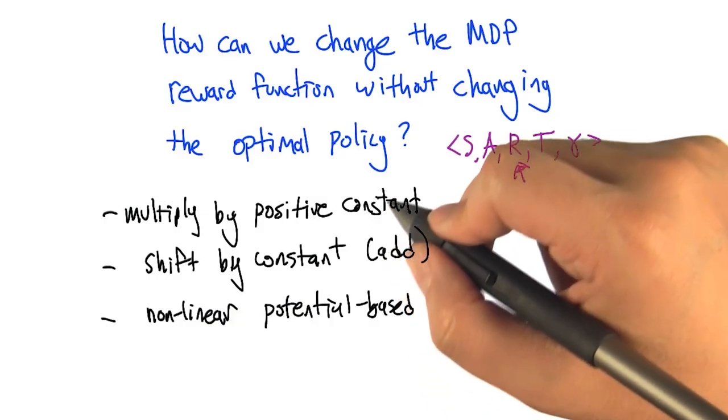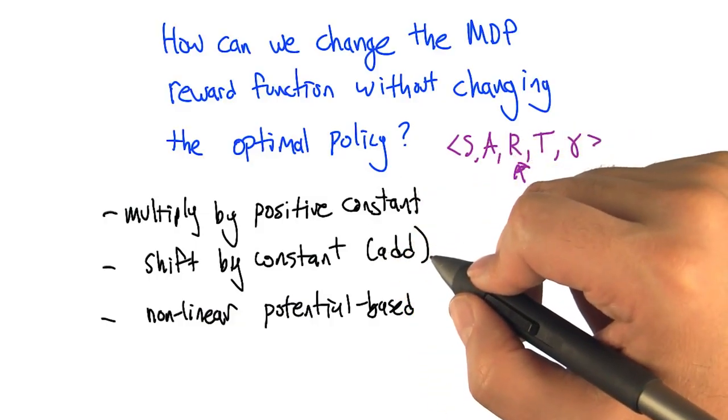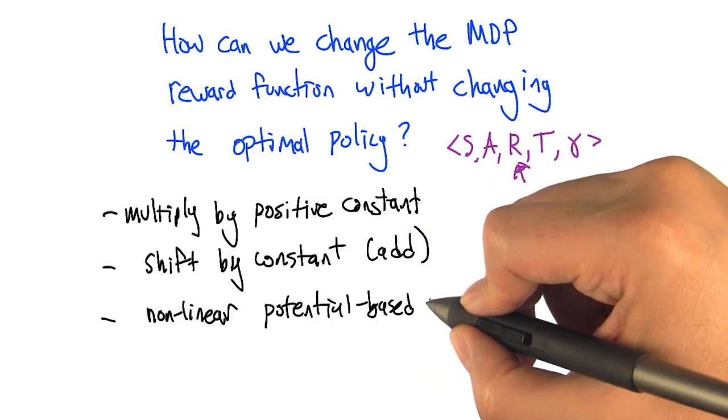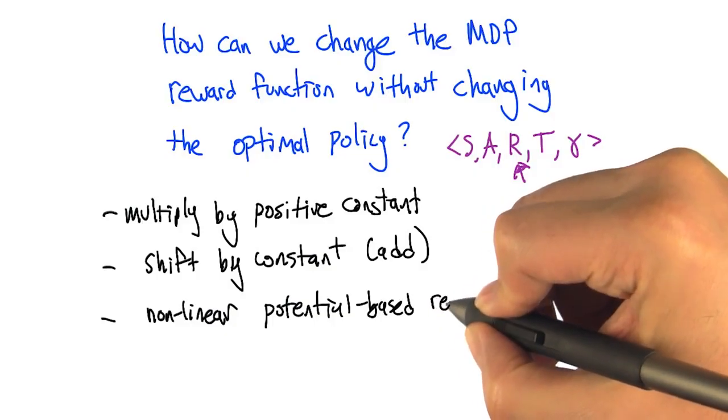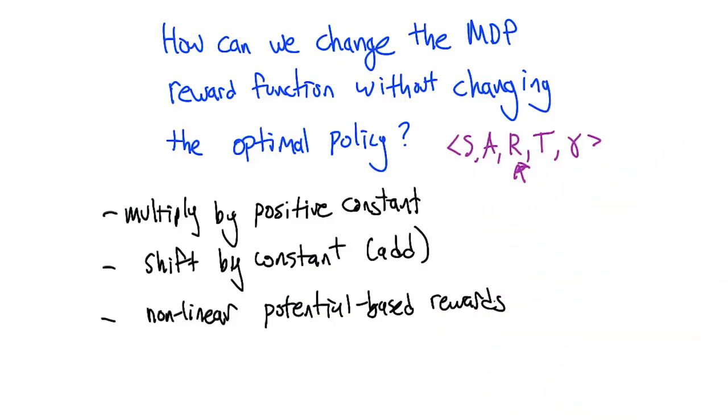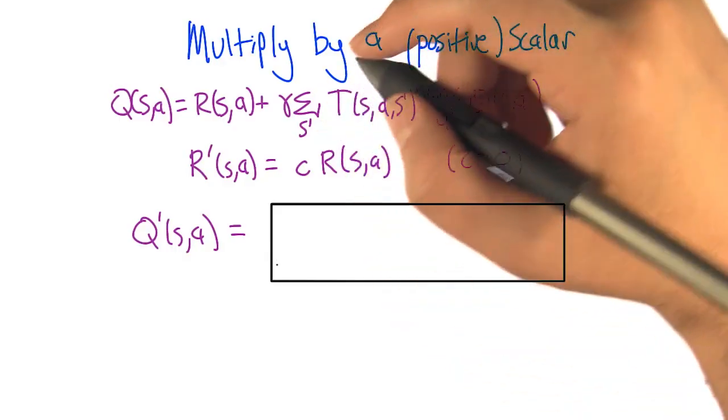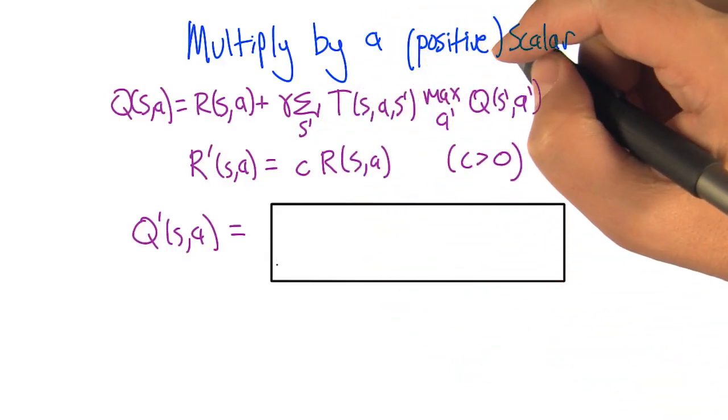But first, I want to go through, as you pointed out, the simpler cases and develop a kind of methodology for proving that we're not going to change the optimal policy. Okay, let's look at multiplying by a positive scalar.